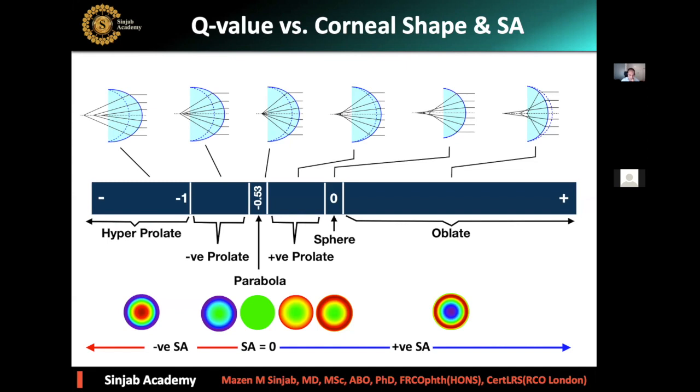So if my Q value is approximately minus 0.53, it means that I'm not suffering from any spherical aberration, which is a disadvantage in humans. Now, before the parabola, on the positive side, we call this positive prolate, and it causes positive spherical aberration. And after the parabola, the two shapes generate negative spherical aberration. They are the negative prolate and the hyperprolate. You don't need to memorize all of these things. Just remember the number minus 0.53 at which there is no spherical aberration. All right? Just put it in mind.